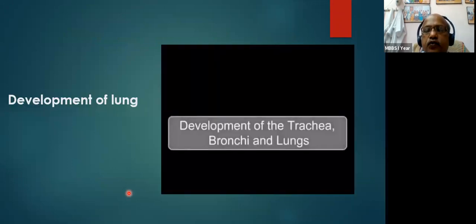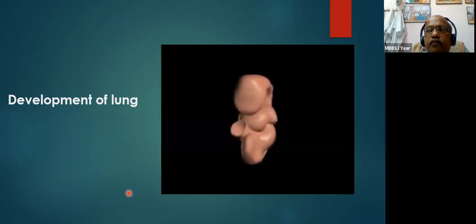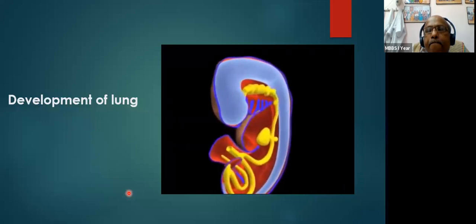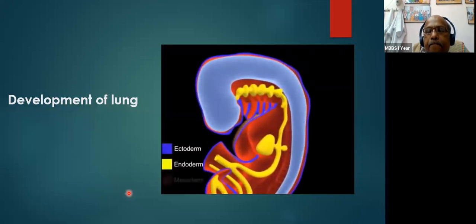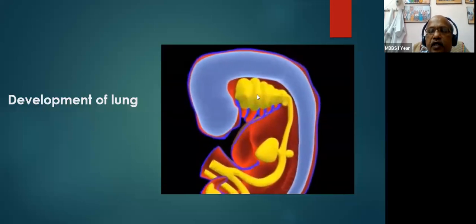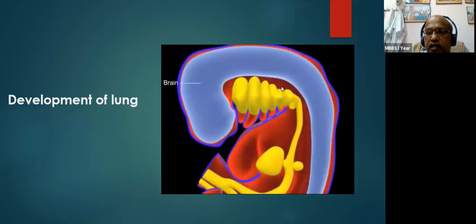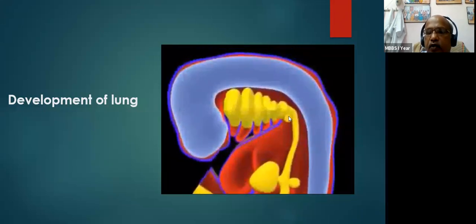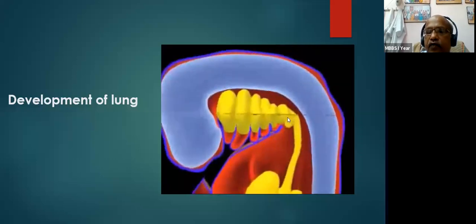Now we will see a small video on the development of the tracheobronchial tree and lung. So this is ectoderm, and this is endoderm, nothing but our foregut. This is the pre-laryngeal part of the foregut, where we have formation of pharyngeal arches. Arches, pouches, clefts, everything will be formed in the pre-laryngeal part. Now this is the respiratory diverticulum formed from the ventral wall of the foregut.